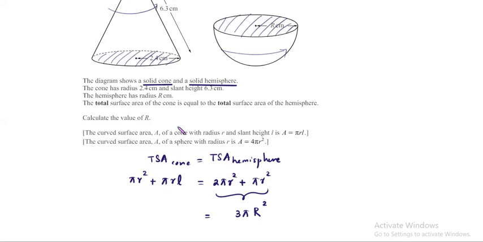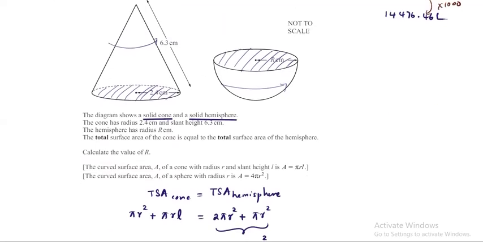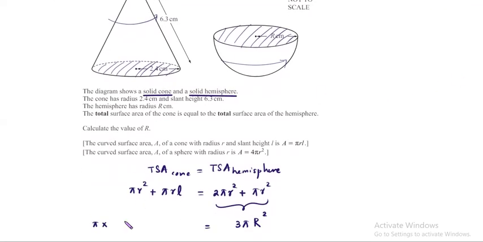I'm going to substitute the values given in the question to find the answer. So pi times the radius of the cone, which is given to us as 2.4, so that's going to be 2.4 squared, plus pi times the radius 2.4 times the length, which is 6.3. So let's put that 6.3 here, times 6.3. This is what we have. On the other side, we have 3 times pi times r squared. This r is what we are supposed to find.